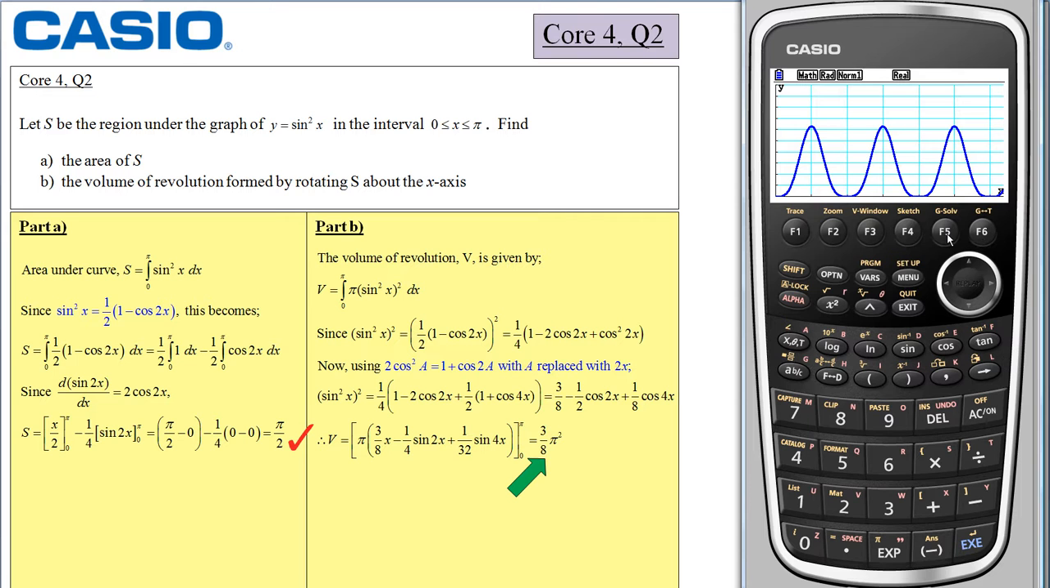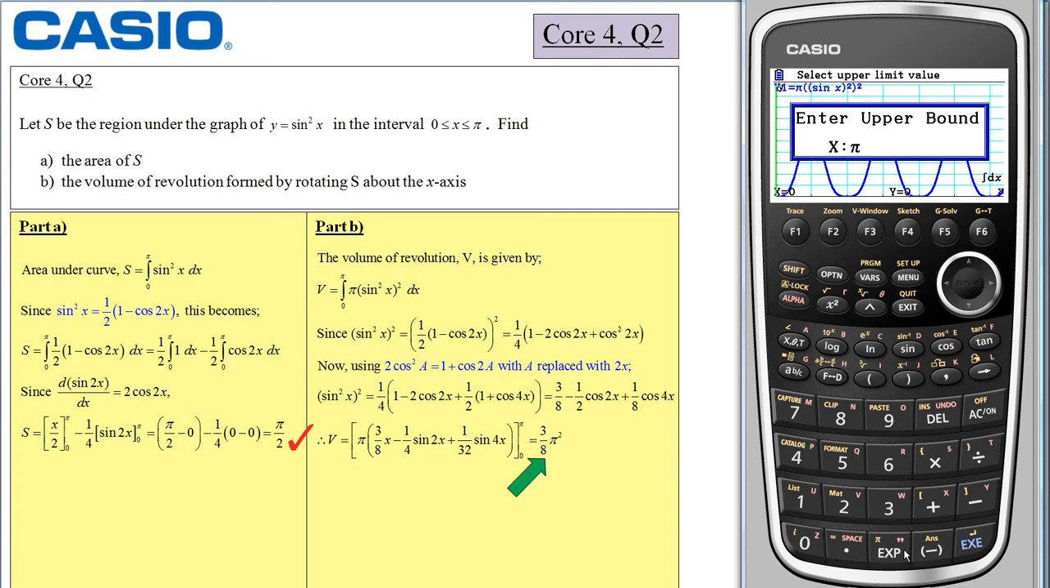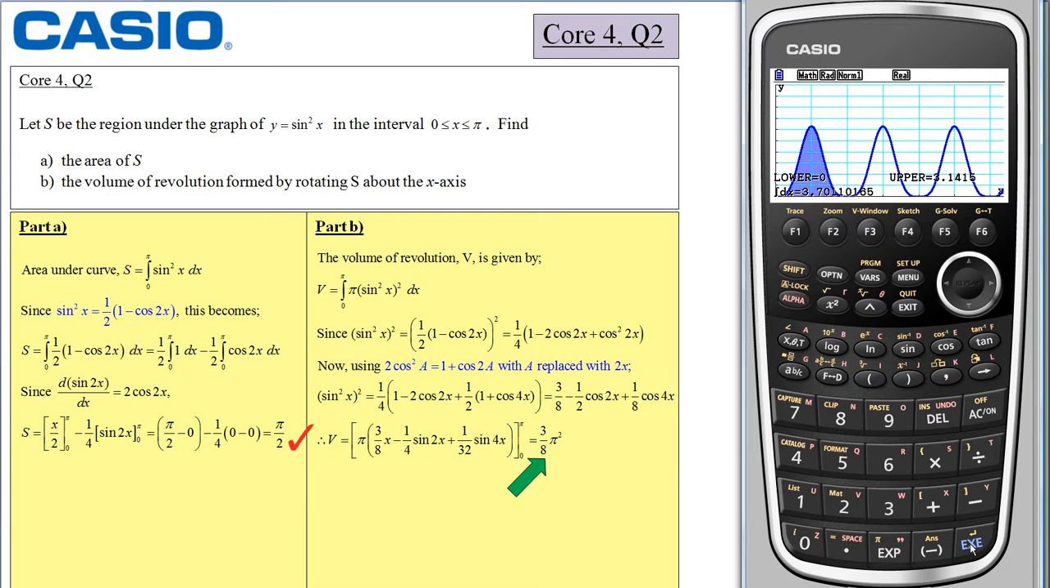So if I select gsolve and scroll to integration, which is F1, the lower limit value is 0 and the upper limit value is pi, so that's shift exp. Okay, you can see the value I obtain is 3.701 and so on. And a simple numerical calculation will confirm that's the same as 3/8 of pi squared. And so the Casio graphical calculator has confirmed it to be correct.